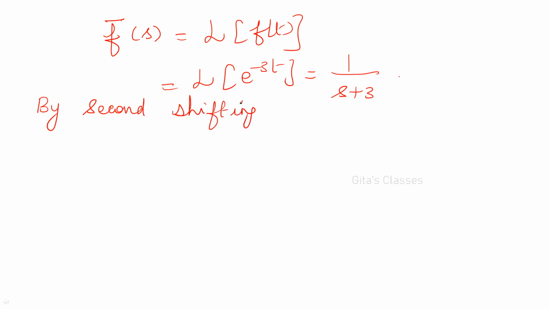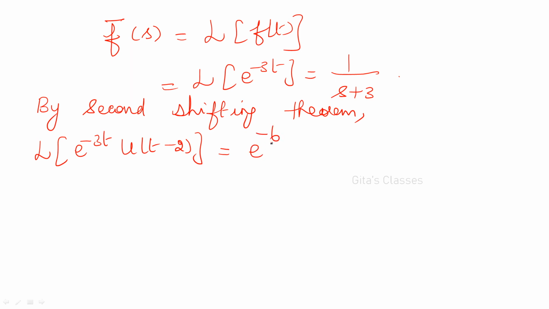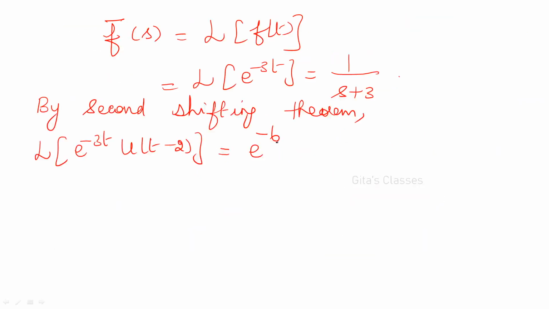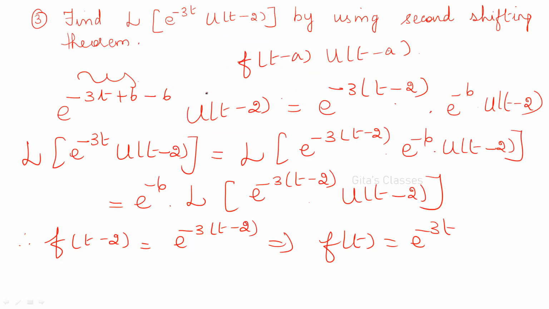How will you apply second shifting theorem? L of e power minus 3t into u of t minus 2. This is what we want. It is equal to e power minus 6 into e power, here what is our a? A is equal to 2. Okay, from this given value, a is equal to 2. This is the given value.